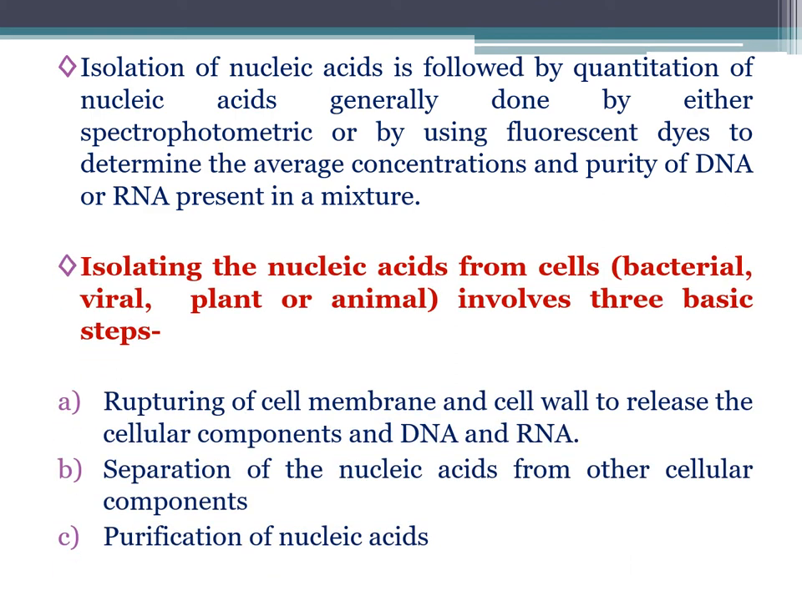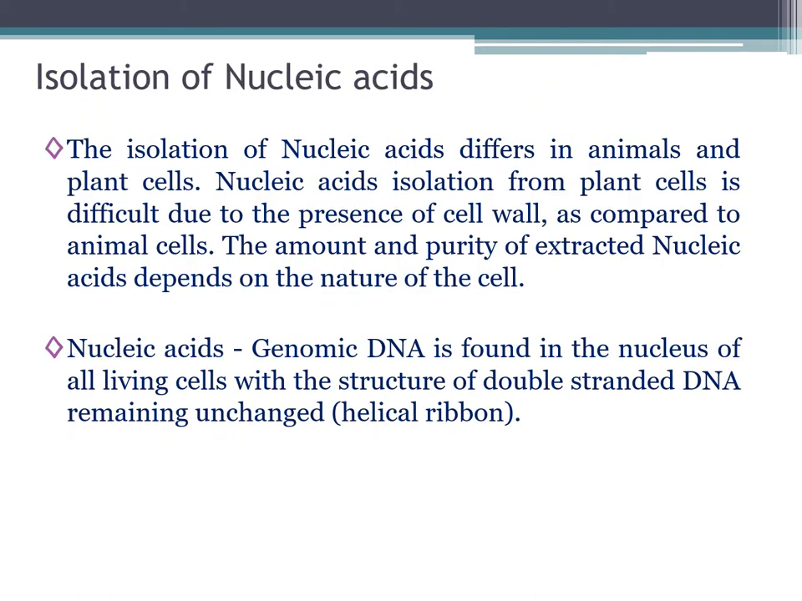Isolating the nucleic acids from cells such as bacterial cell, plant or animal cell, and viruses involves three basic steps. The first step is rupturing of cell membrane and cell wall to release the cellular components and DNA and RNA. The second step is separation of nucleic acids from other cellular components, and the third step is purification of nucleic acids. In this lecture, we will focus on isolation of nucleic acids.